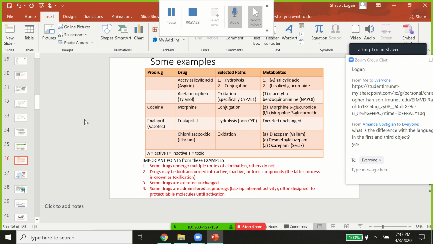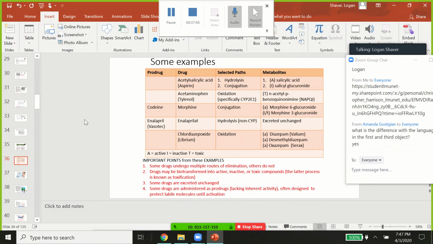There are drugs that may be biotransformed into active, inactive, or toxic compounds. So that's something else. Some drugs are excreted unchanged. So what that means is basically there is no active and inactive phase. It's just the same phase. It's just not toxic, basically, if it gets accumulated for the most part.